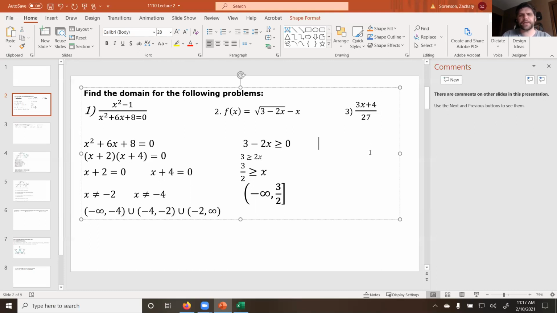Great. Case 3. How do I find the domain of question number 3? This is how do you know when to put a bracket? You always put a bracket when you have a less than or equal to or greater than or equal to. So anytime you see that inequality with a little bar under it, bracket on the number.